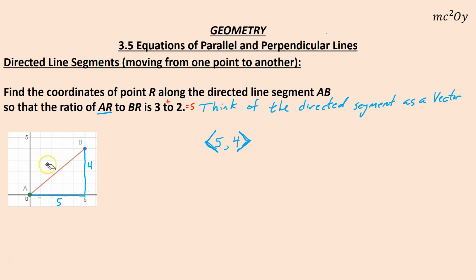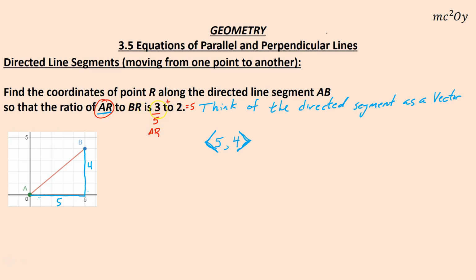That's what it's asking. All right, and so the way we're going to do that is we're going to think of it, well, there's 5 total pieces. And from A to R, that's going to be 3 out of the 5 of those pieces because it says AR to BR, and that's 3, 2, 5. So the AR goes first.